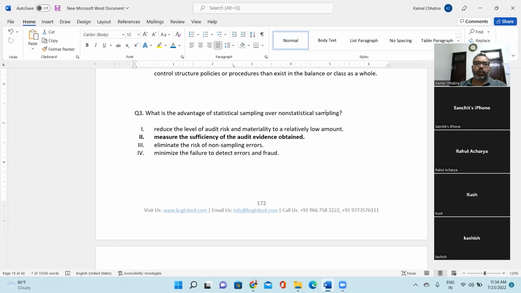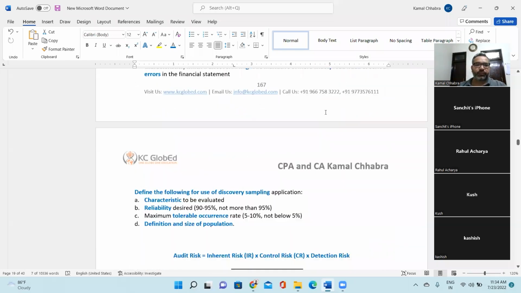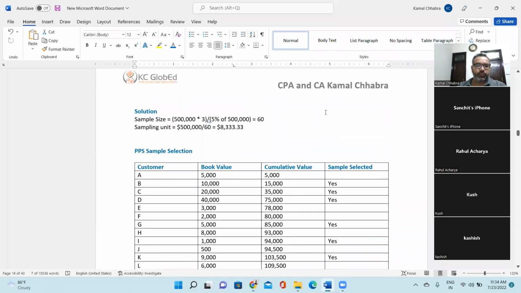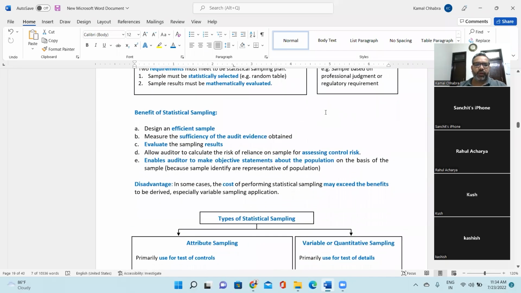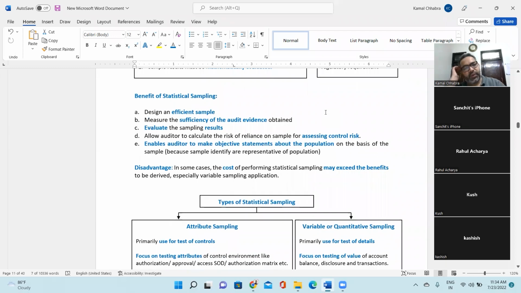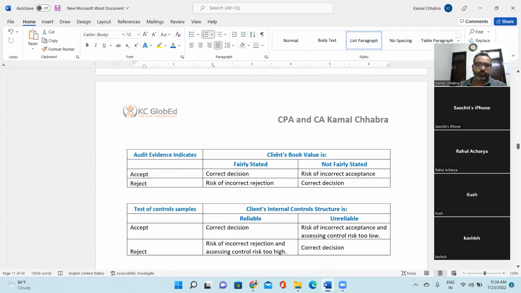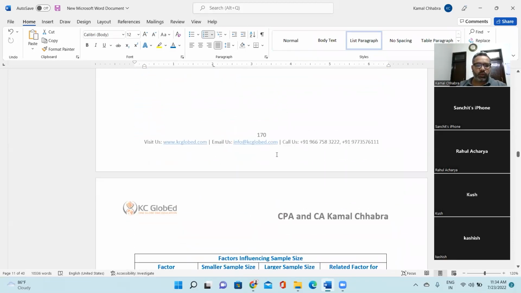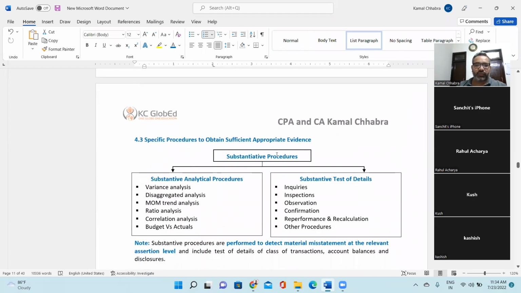So do you remember the advantage of statistical sampling, which we discussed in our last week class? Benefit of statistical sampling: design the effective sample, measure the sufficiency of audit evidence. So this is what they were saying, right? Yes, sir. So we are good with sampling. काफी हद तक, sir. I know this is confusing sometimes. Yes, sir.